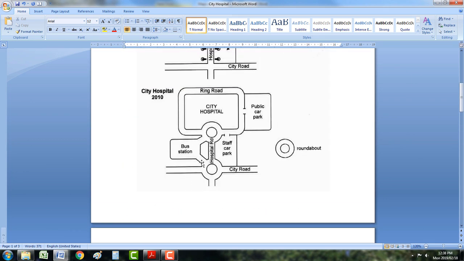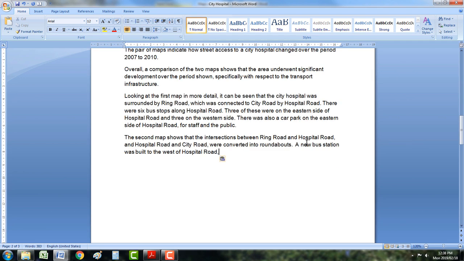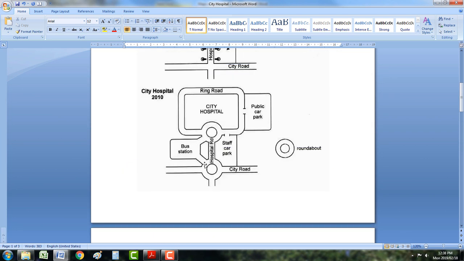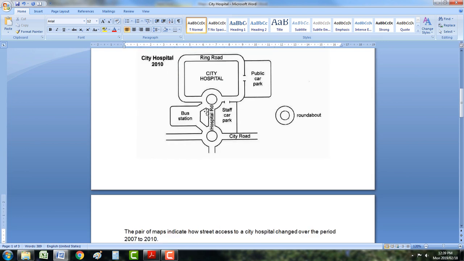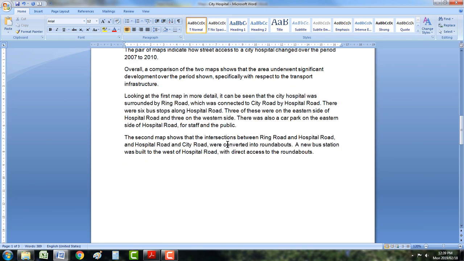What's next? Bus station. A bus station was built on the western side of Hospital Road. A bus station was built, passive, on the western side of Hospital Road. I said a new bus station. And I want to say something about these small roads here. So this is a bit difficult. Slightly advanced English there, but if you wanted to, you could say the bus station was connected to the roundabouts by short roads, something like that, not a problem.